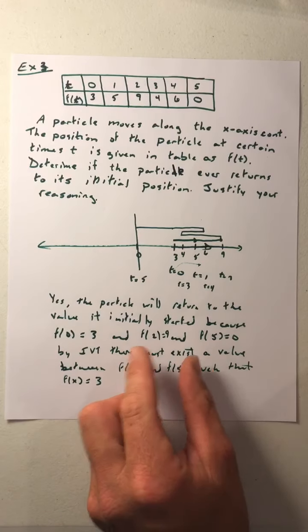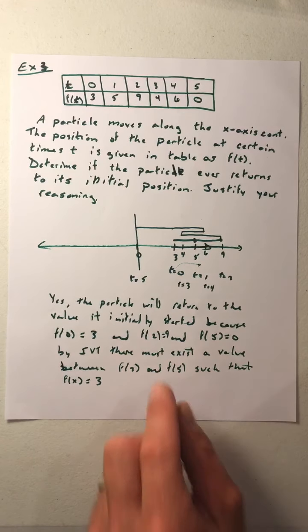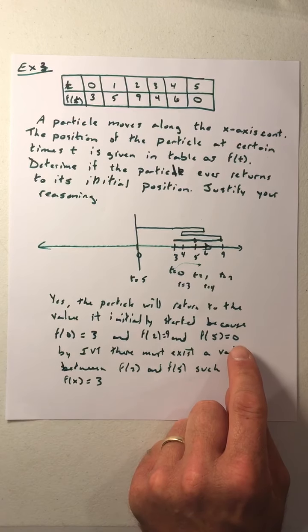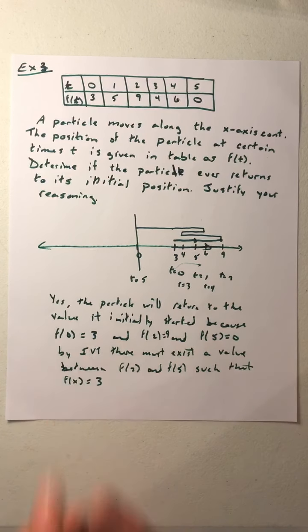So a little bit of wiggle room on your justification as long as you have one of the values higher than what you're looking for and one of the values lower than the point that you're looking for. And that's going to go ahead and take care of our IVT for the day.